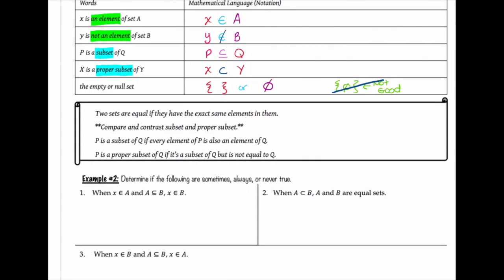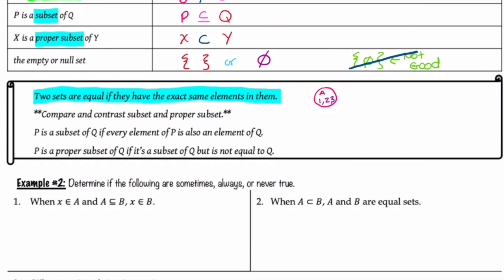For the next piece here, two sets are equal if they have exactly the same elements in them. So if I have a set A, which contains the elements, let's say 1, 2, and 3, and we have a set B, if they are equal, set B should also contain 1, 2, and 3. That makes them equal. Set A equals set B.